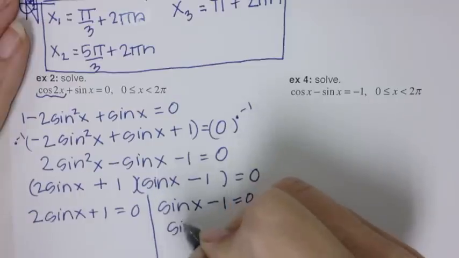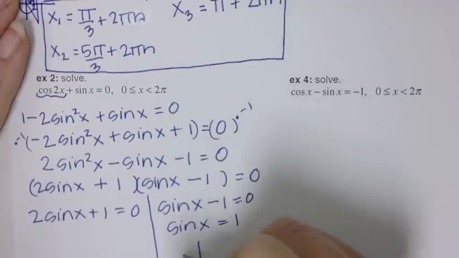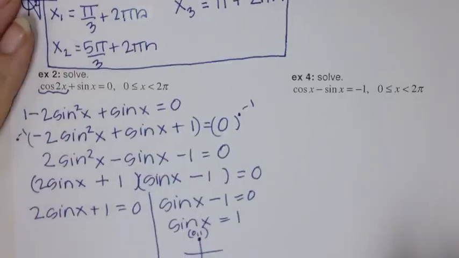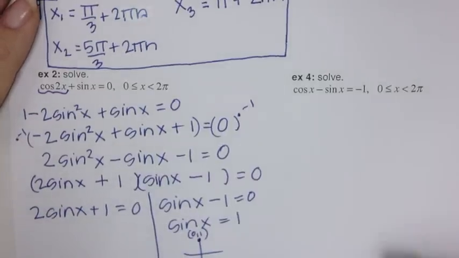I'm going to do this one first because it's super easy. So there's only one answer. It would be pi over 2. Okay, I just did that one because I knew it was going to be easy.